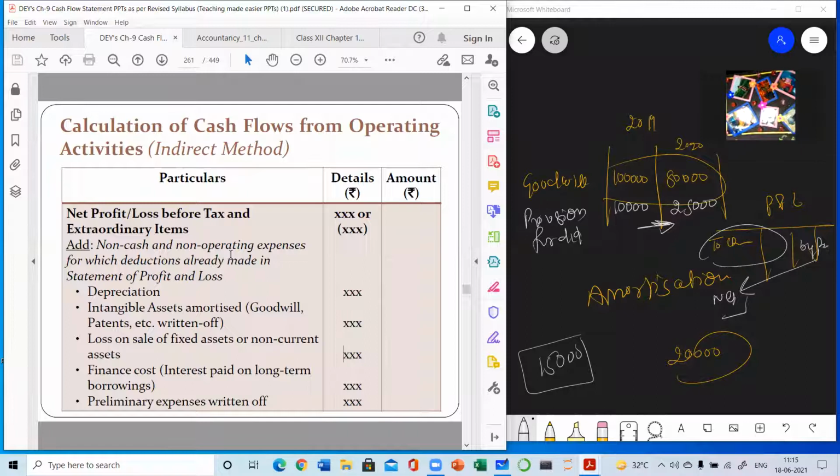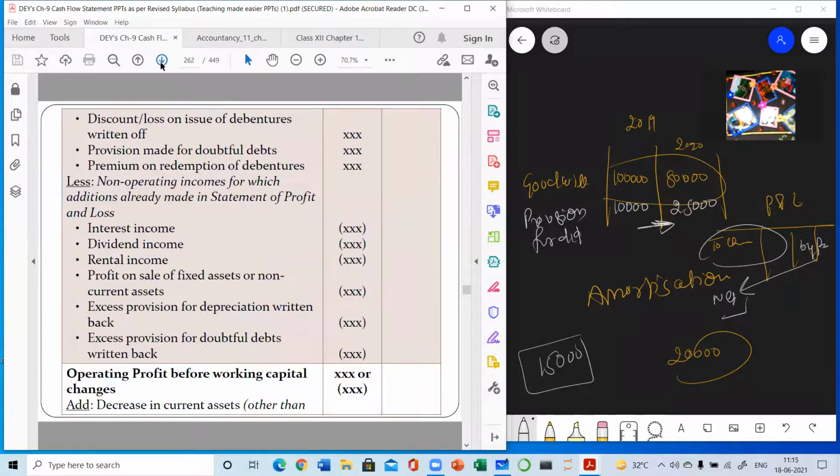Both I have explained. Depreciation, I'm repeating. If you have not written till now, you can write: depreciation, intangible assets amortization, loss on sale of fixed asset, finance cost, for example interest, and preliminary expenses written off. Then discount or loss on issue of debentures written off, increase in provision for doubtful debts, then premium on redemption of debentures. All these items will be added in the first step.